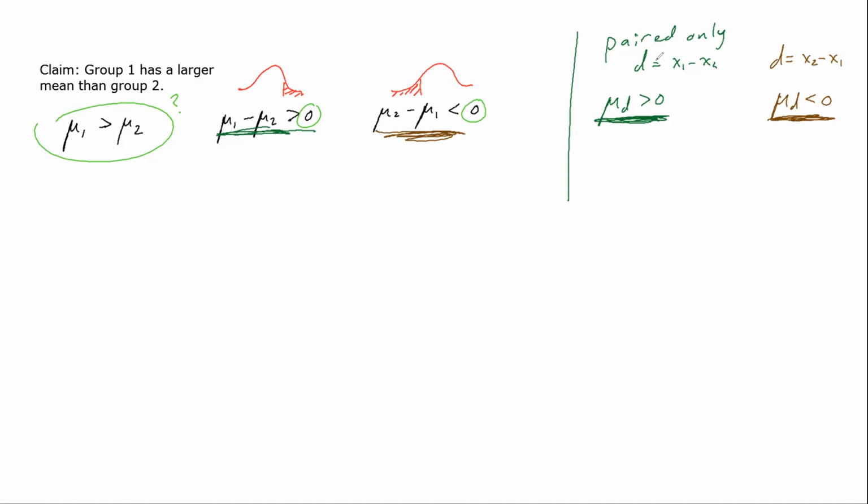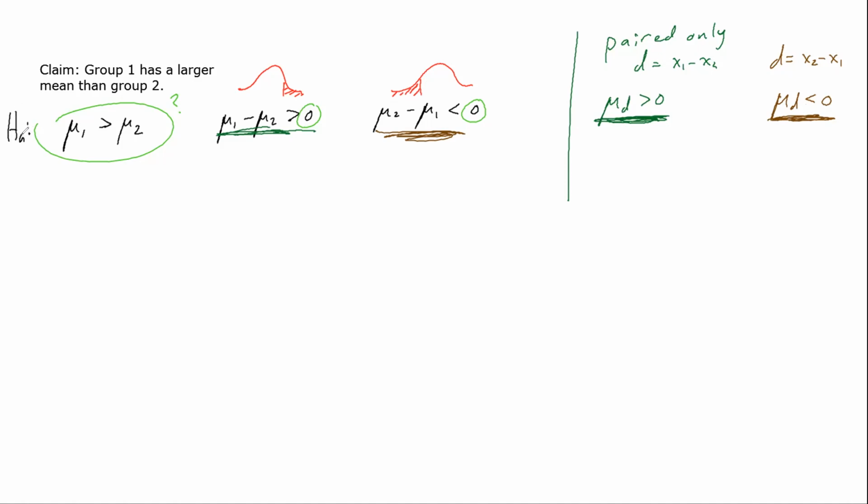So if they tell you that you're doing d equals x1 minus x2, then you know you need to do this green version here. And if they're telling you that d equals x2 minus x1, then you know you're doing this brown version here. But all of these essentially write the same claim, which is that group 1 has a larger mean than group 2. So all of these, whichever one we pick, are alternative hypotheses.